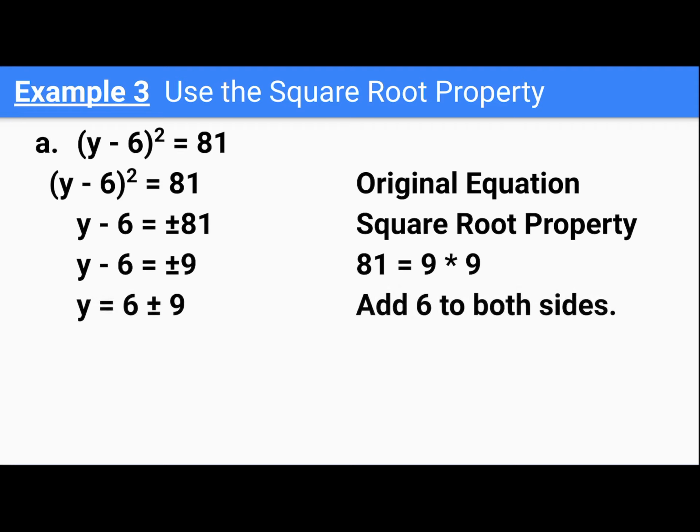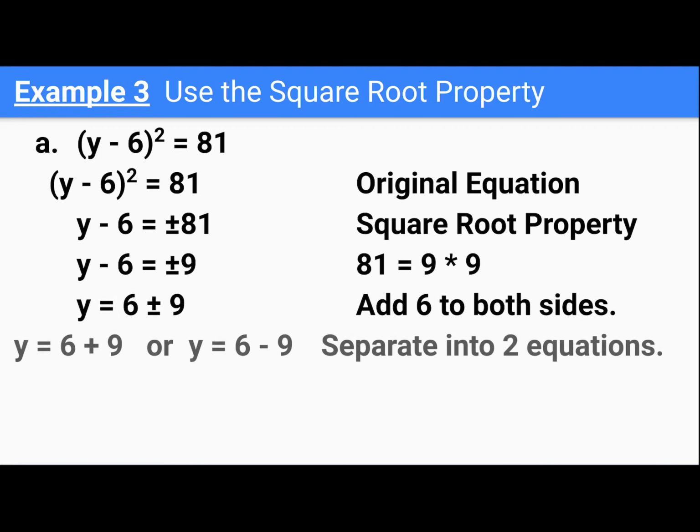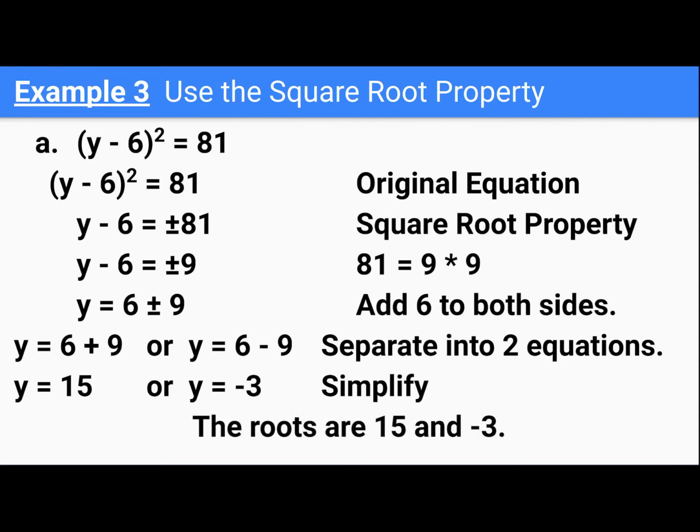So what I can do is I can add 6 to both sides, and then I have to separate it into 2 equations. So I would get y is equal to 6 plus 9 or y is equal to 6 minus 9. Notice you have a plus 9 and a minus 9. So I solve for both. I get y is equal to 15 or y is equal to negative 3. The roots are 15 and negative 3.